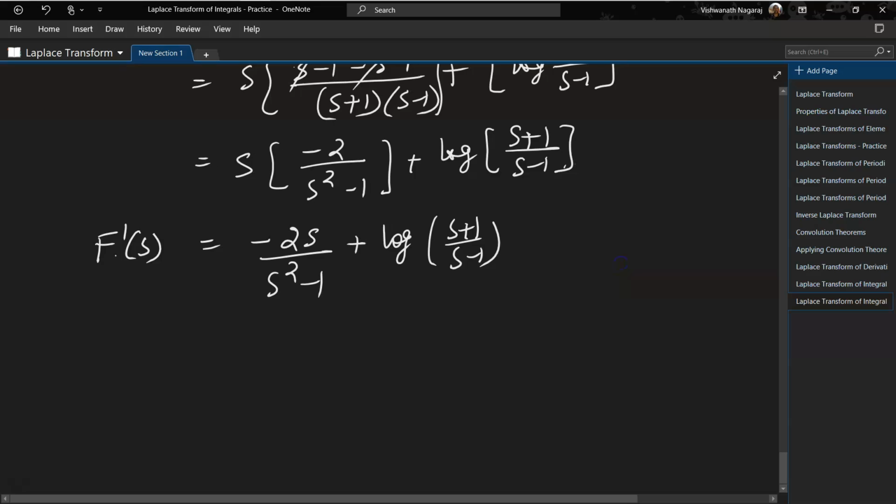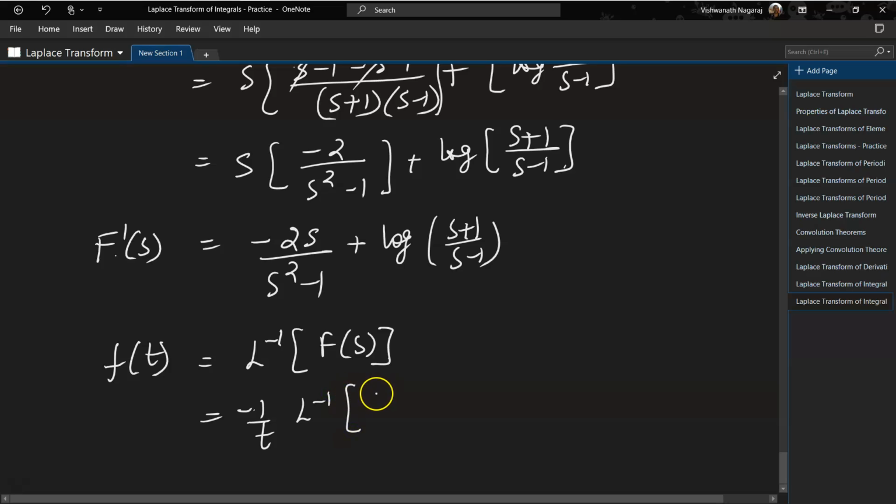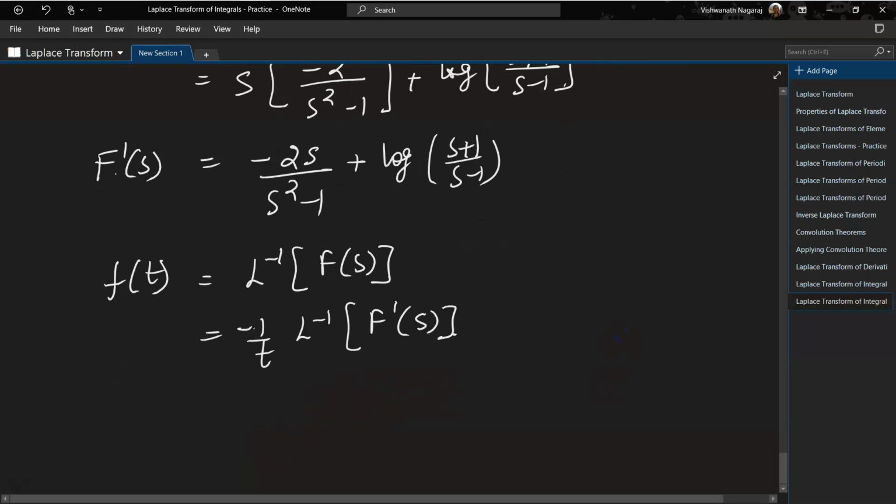So now what do we require? We require f of t. So f of t is equal to the inverse Laplace of capital F of s, which is equal to minus 1 by t, Laplace inverse of f prime of s. So here f of t equals the Laplace transform. This is straightforward. But now we are applying that theorem. So minus 1 by t Laplace inverse of f prime of s.